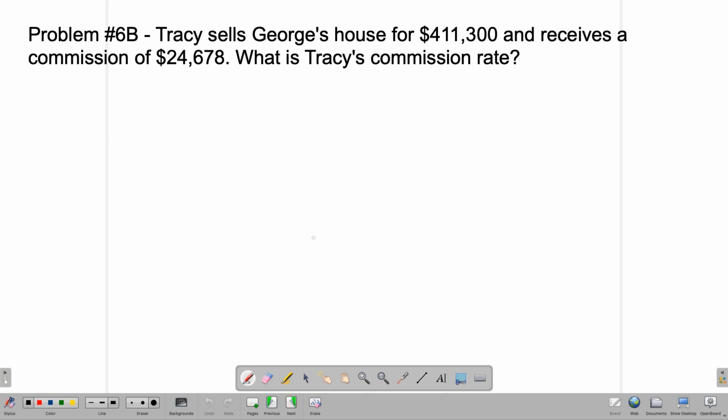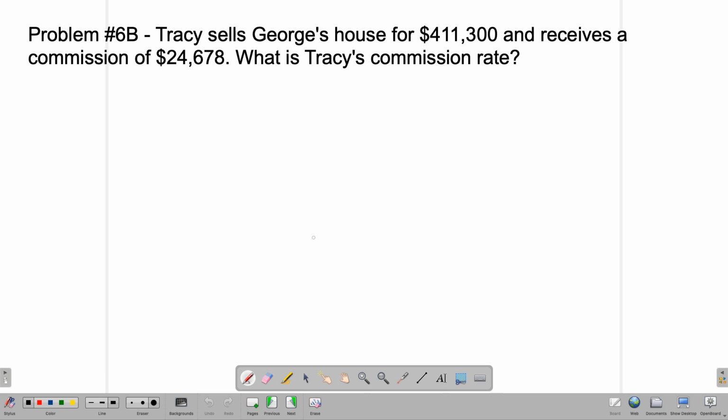Problem 6B, it's really the same problem, but we're going to reword it a different way. The last problem we solved for commission. So we used part equals rate times base, and we showed how to compute the commission, or the part. In this case, we have the commission, we have the sales price, and we want to figure out what is Tracy's commission rate.